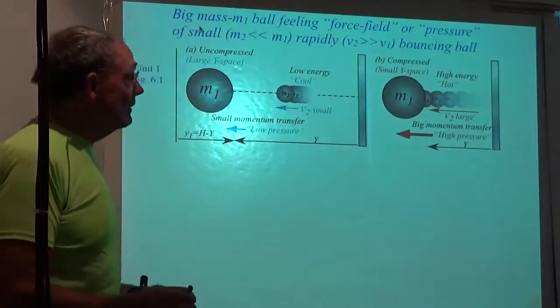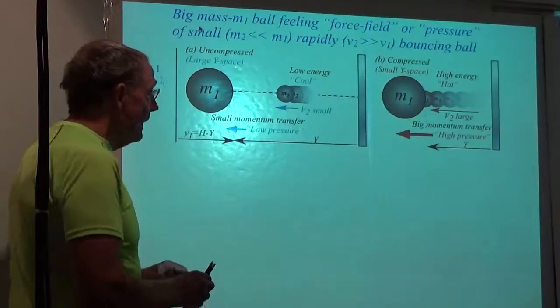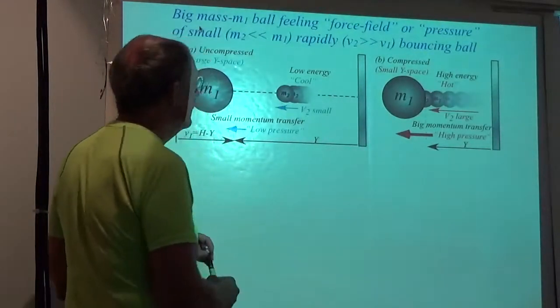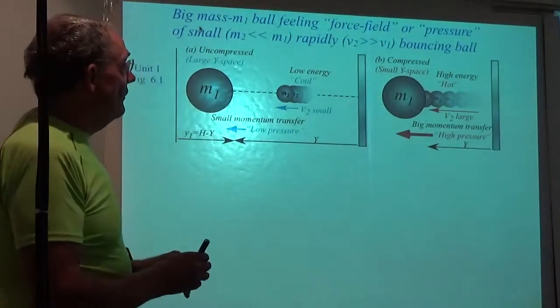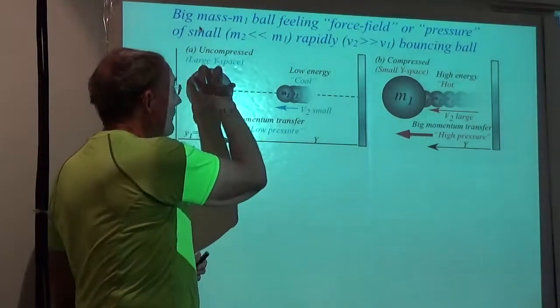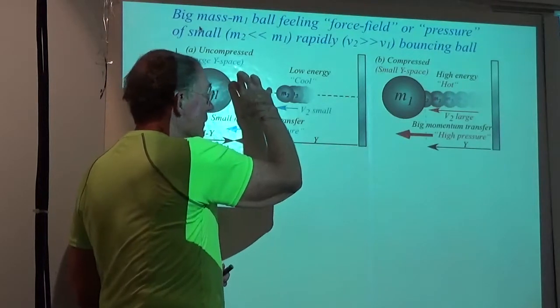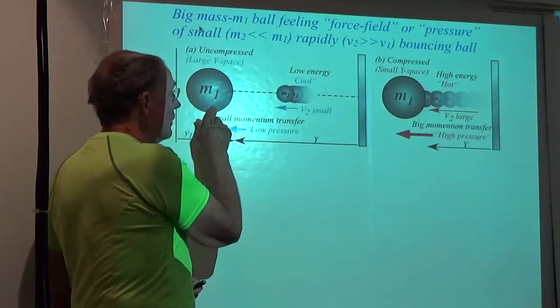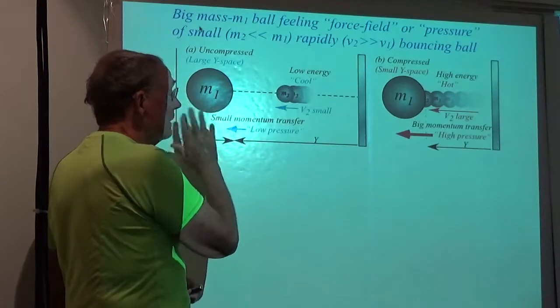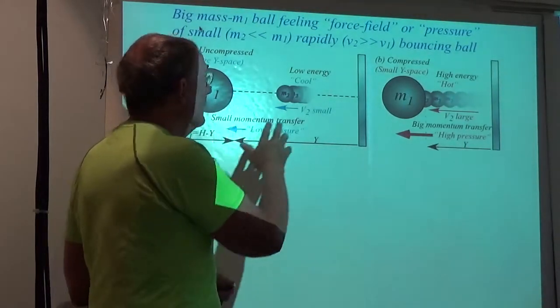So here's the scenario for now. I put everything in a horizontal theater, and I'm imagining a large mass here that's perhaps moving fairly slowly. We'll talk about it moving much more slowly than this one.